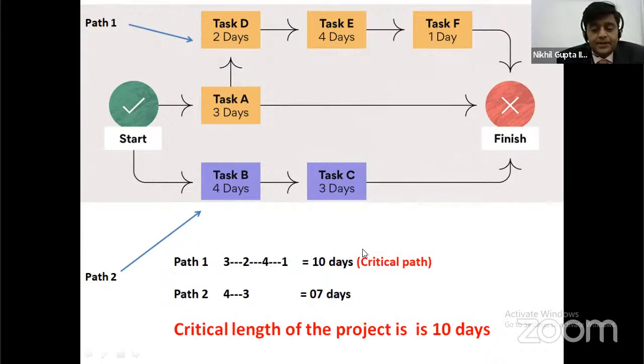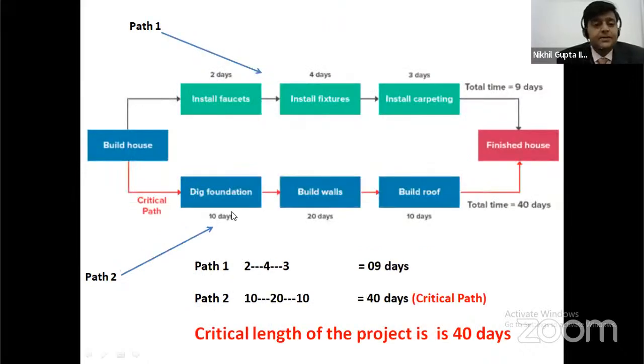It shows a critical path. We can say this is the critical path: task A, task D, task E, task F, and then finish. And the length of this project is 10 days. This is another example.